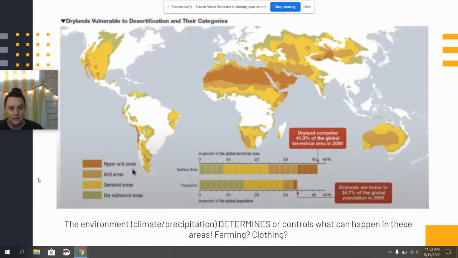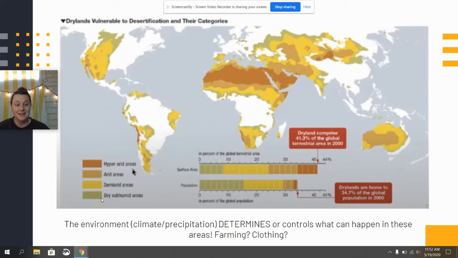Environmental determinism says physical conditions, the physical landscape, is the most important thing. It's the only thing that really influences human development. Well, if we look at this map of desertification, and I'm sure you can understand that that means these areas are places around the world that are turning to desert, right? And so you can see we have hyper-arid areas, semi-arid, and then dry subhumid.